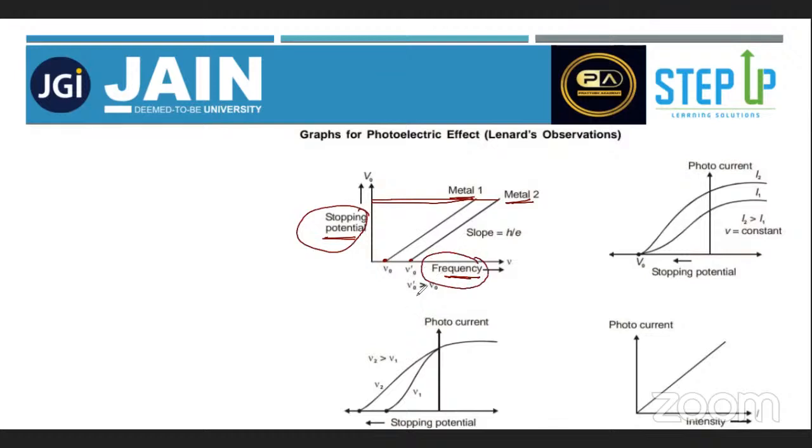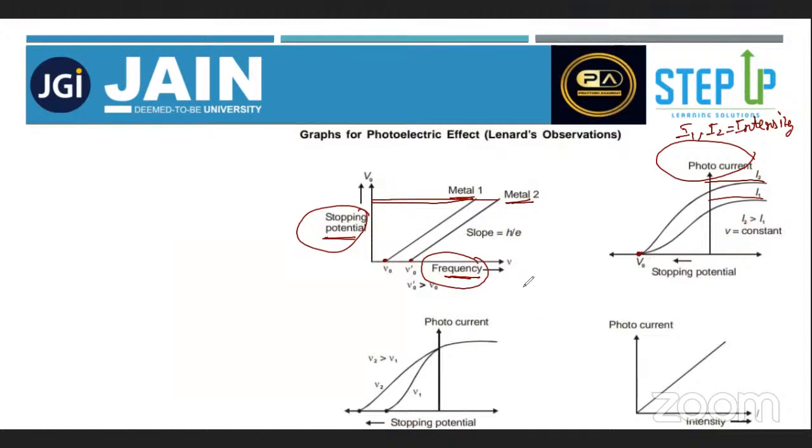Now nu naught is there, correct. But if I'm talking about this graph, this is photo current, and this is I2 and I1. What are I1 and I2? Intensity. You can see that intensities I2 and I1 are going to affect only the photo current. Is the stopping potential changing? No. The stopping potential in both cases is the same. You can call it retarding potential or stopping potential.